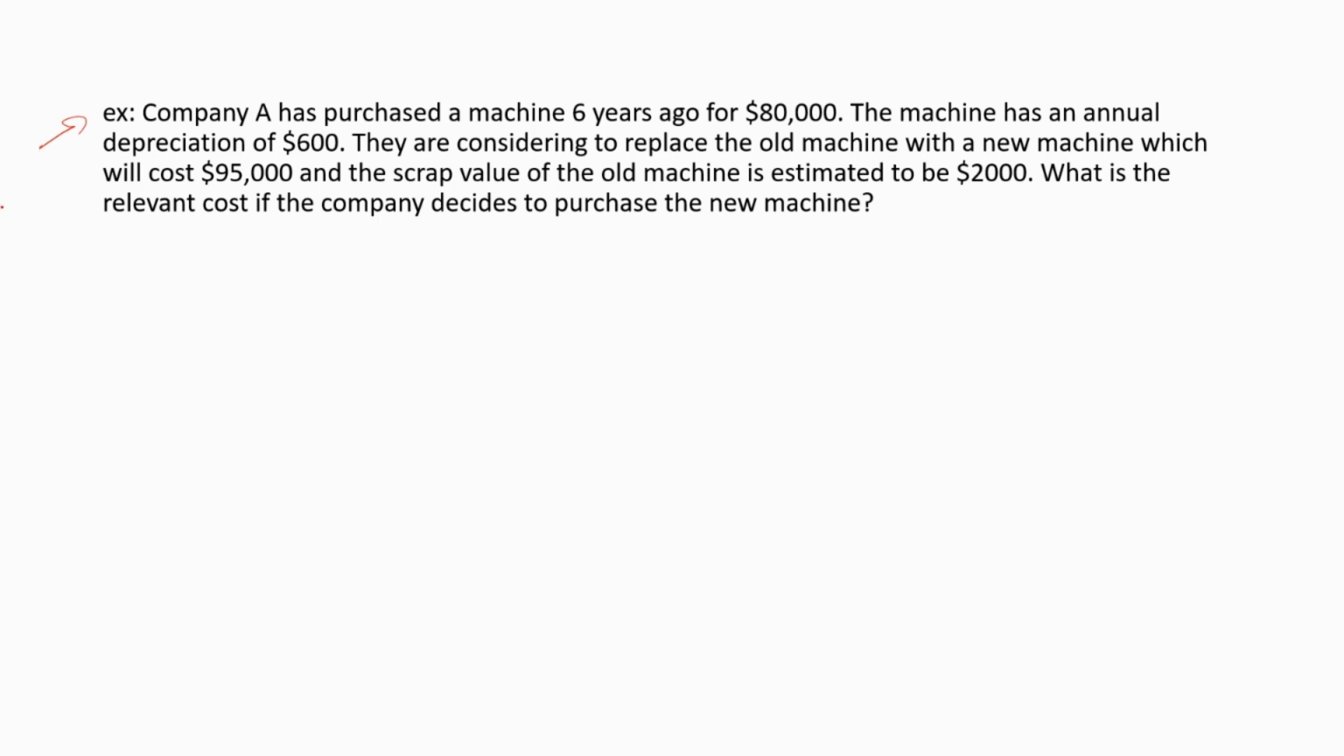Now let's consider each cash flow one by one. They bought the machine 6 years ago for 80,000. Is this cash flow relevant or not? This is not relevant because this is a sunk cost. The company has already paid this amount 6 years ago. So we do not consider sunk costs under relevant costing. The machine has an annual depreciation of $600. Is this cash flow relevant or not? This is not relevant because this is a non-cash item. Non-cash items are irrelevant when it comes to decision making.